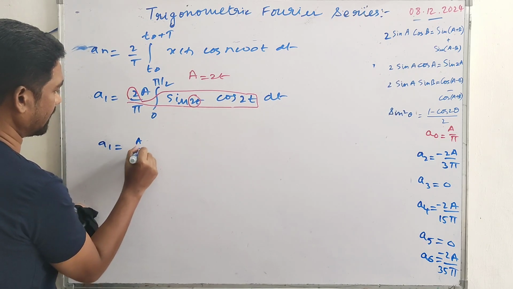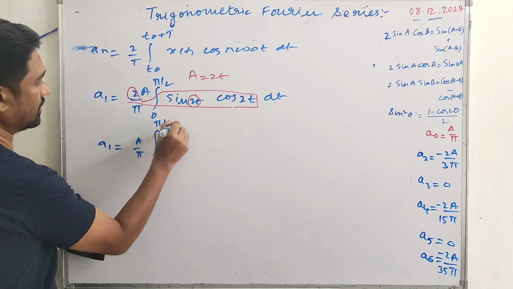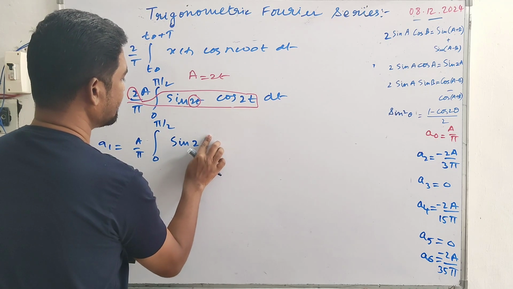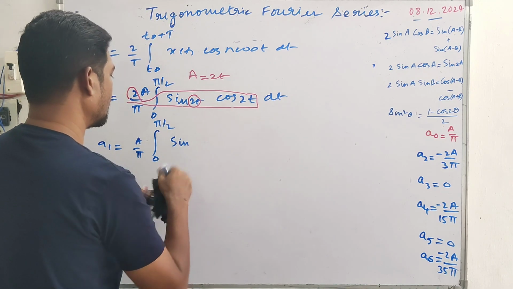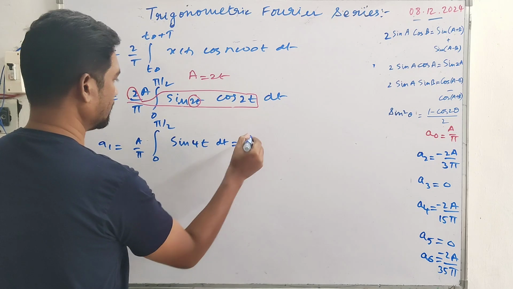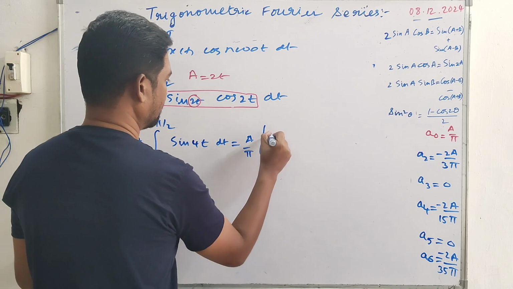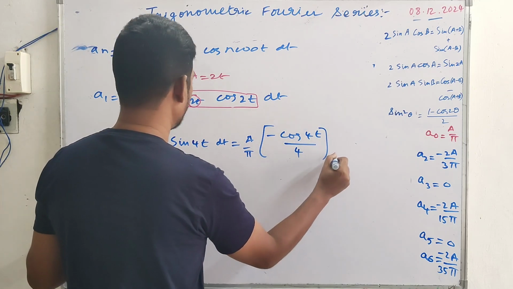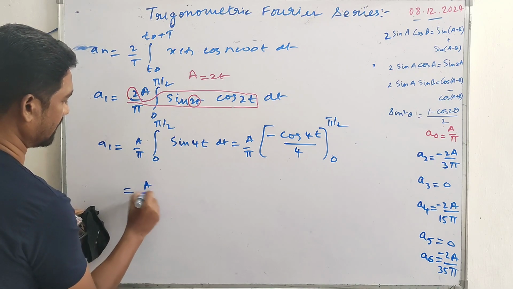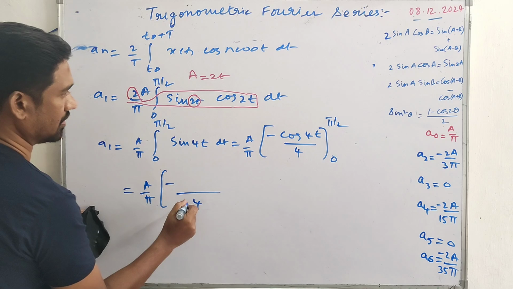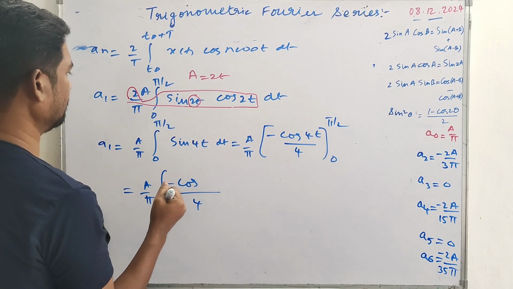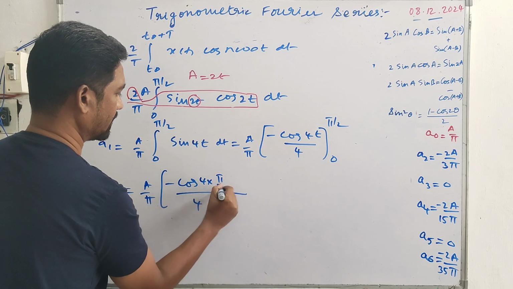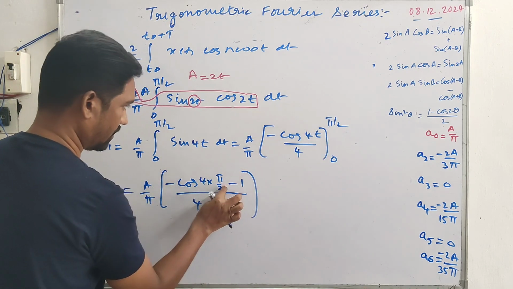It will be included over here: a by pi, integral 0 to pi by 2, sine 2a, and a is our 2t, so this will be 4t. This should be sine 4t dt. Opening up the integration, a by pi, sine integrates to minus cos 4t by 4, with limits 0 to pi by 2. Opening that one, a by pi, we are not touching it, minus by 4, cos of 4 into pi by 2, minus 1, and cos 0 is 1.